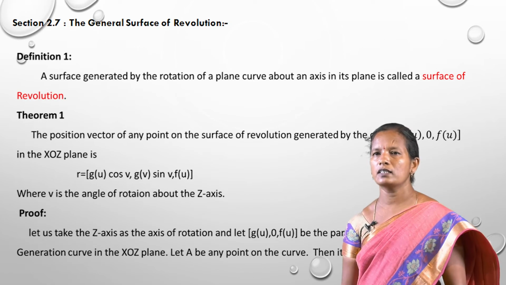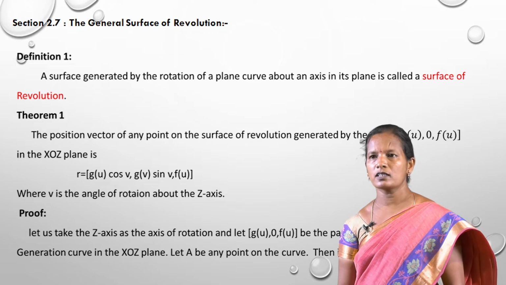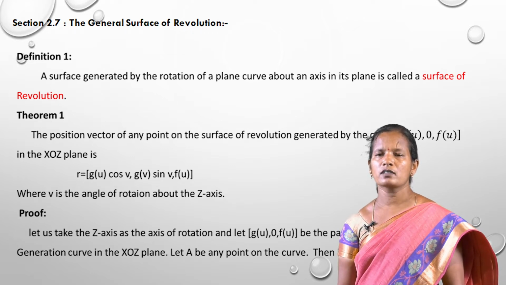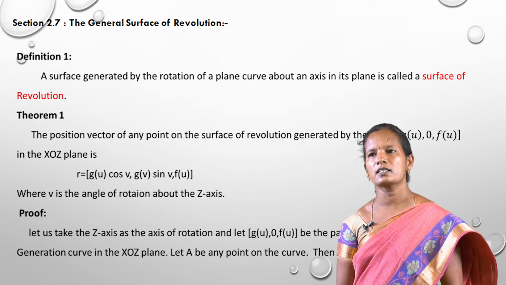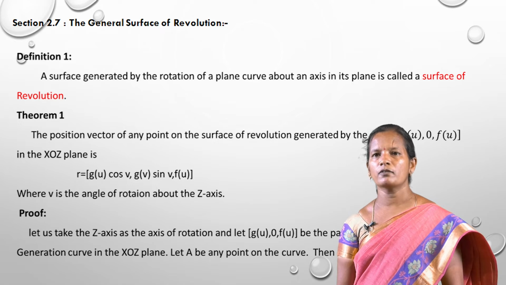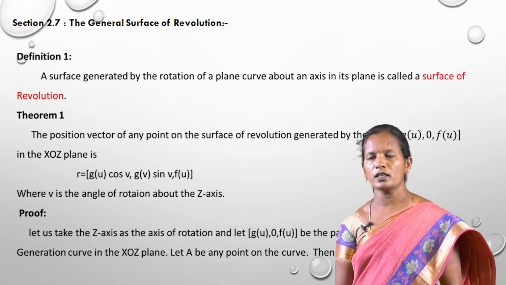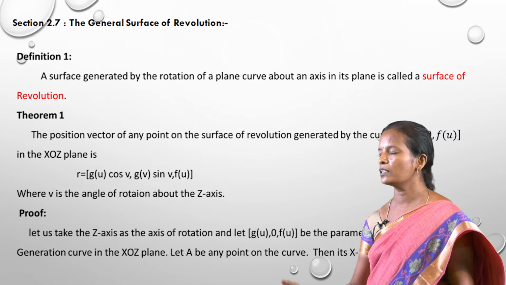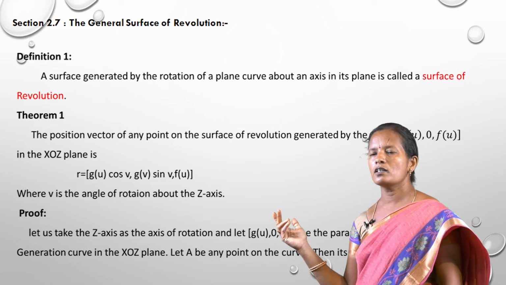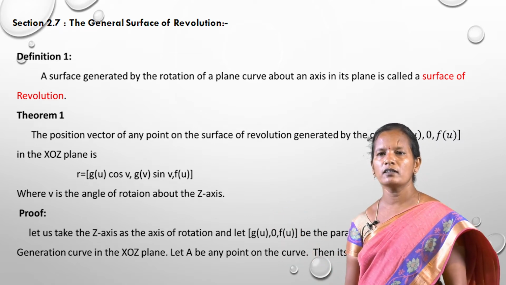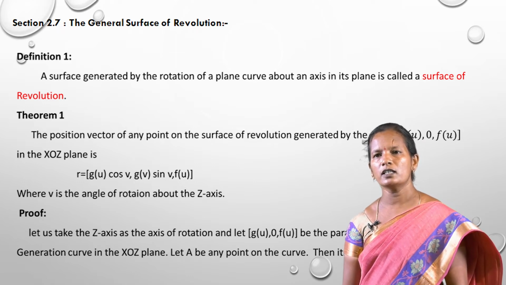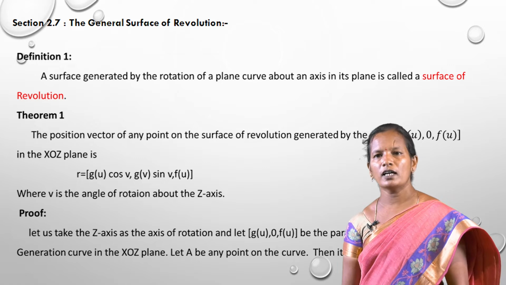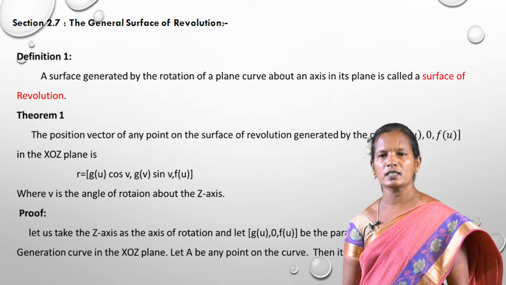Next let us go for the general surface of revolution. Definition: a surface generated by the rotation of a plane curve about an axis in its plane is called a surface of revolution. The theorem follows for the surface of revolution. The position vector of any point on the surface of revolution generated by the curve g of u, 0, f of u in the xz plane is r equal to g of u into cos v, g of u into sin v, f of u, where v is the angle of rotation about the z-axis.